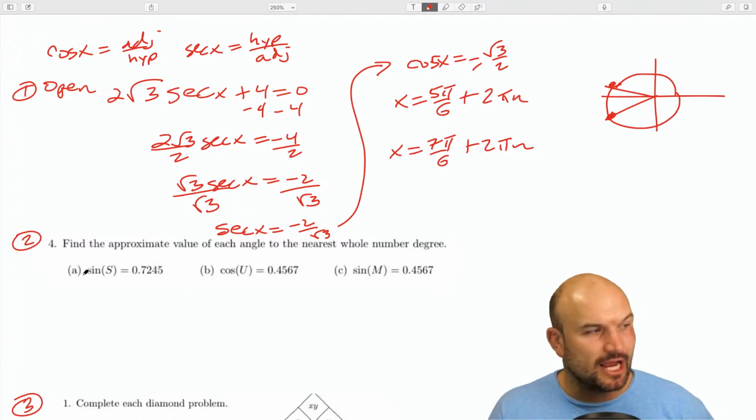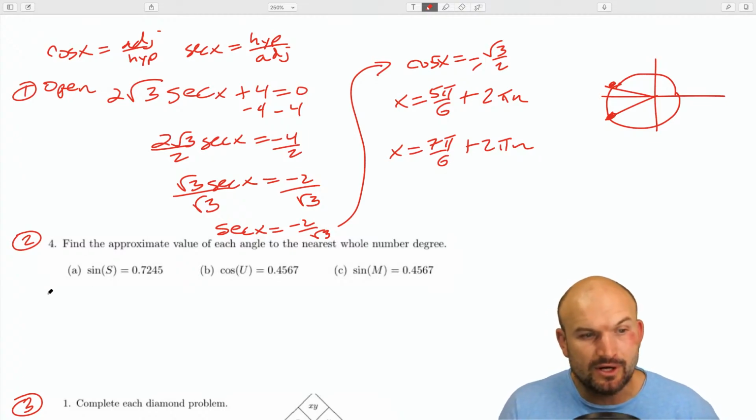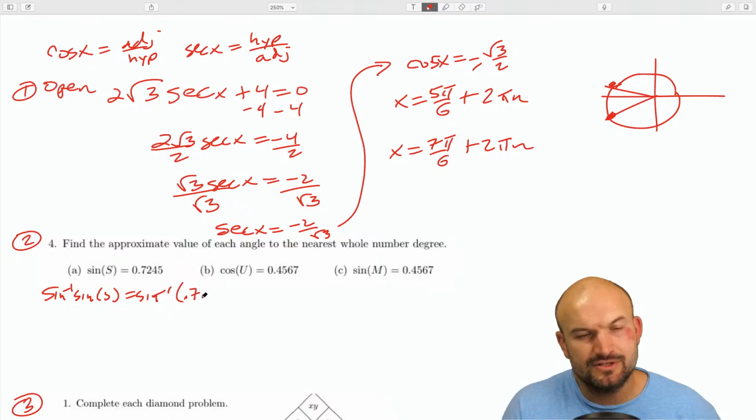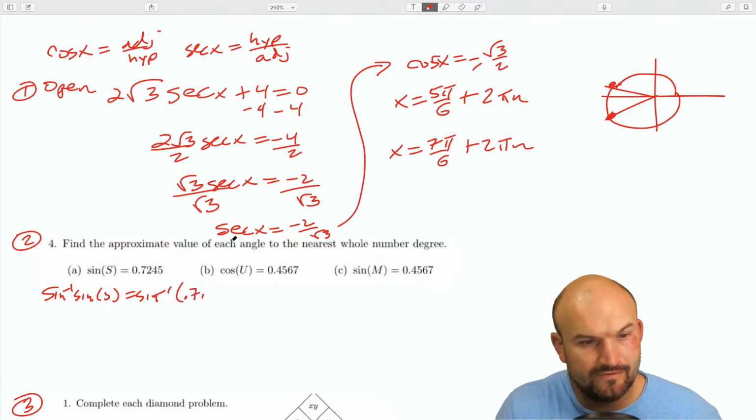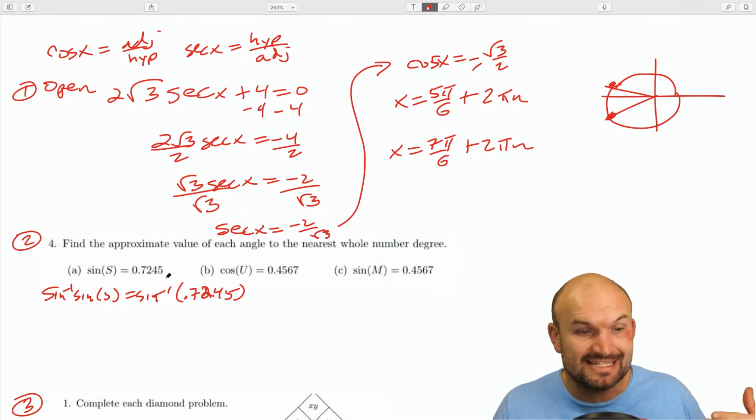However, if we need to undo sine, how do we do that, right? We know how to undo addition by subtraction. We know how to undo multiplication by division, right? So how do we undo sine? Well, that comes into what we call our inverse operations, right? You can take the sine inverse of both sides. 0.7245.